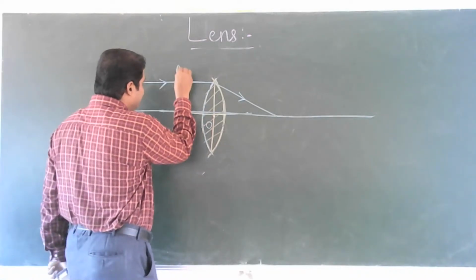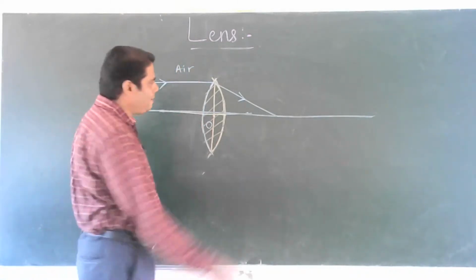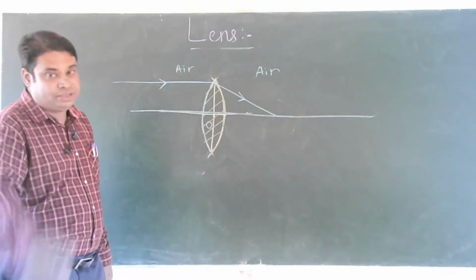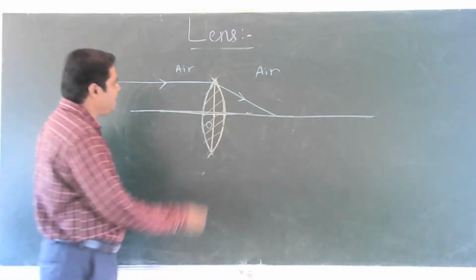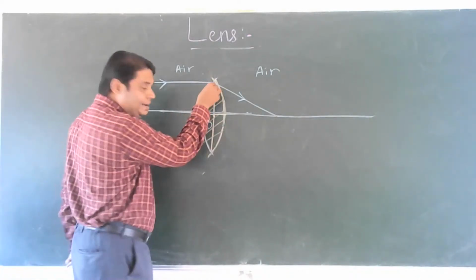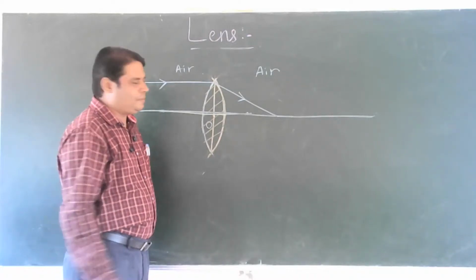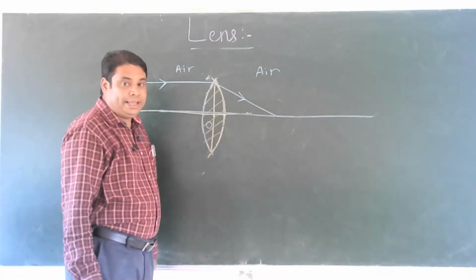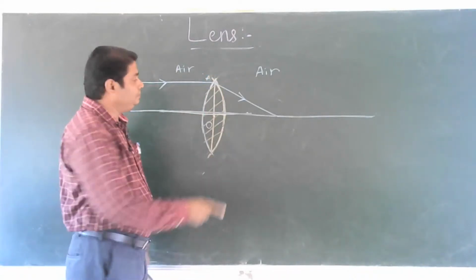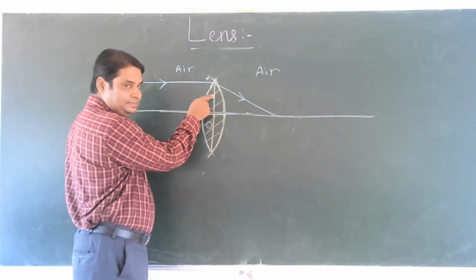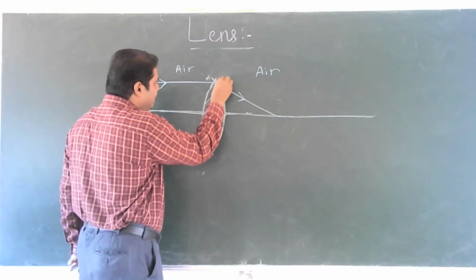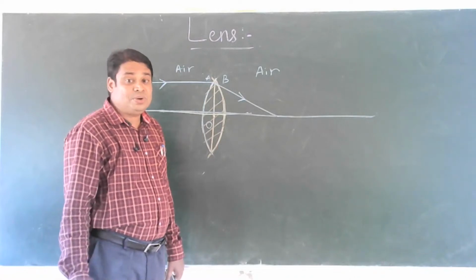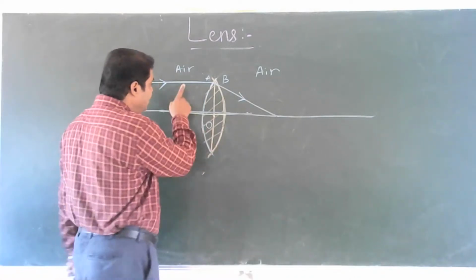How? Let me take this as air, and this is also air. We observe double refraction, refraction two times. The first refraction is between air and the denser medium, glass, at point A. At point A, we observe refraction of light from air to glass. At surface B, we observe refraction from glass to air. Correct?